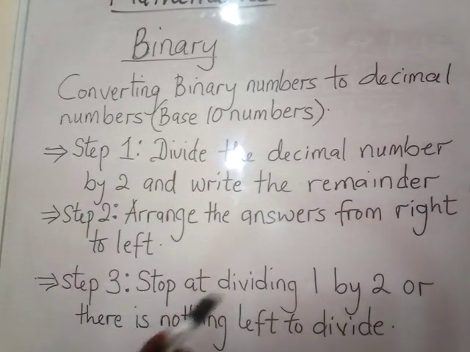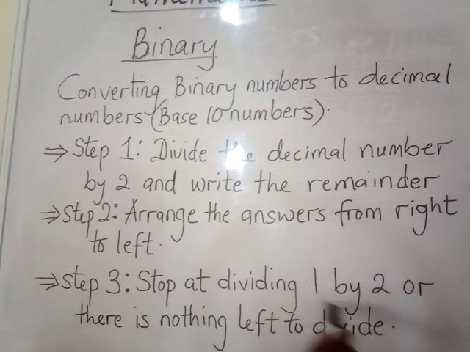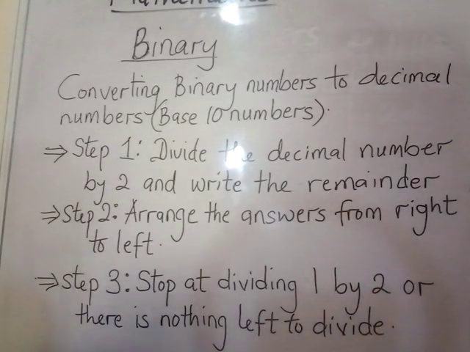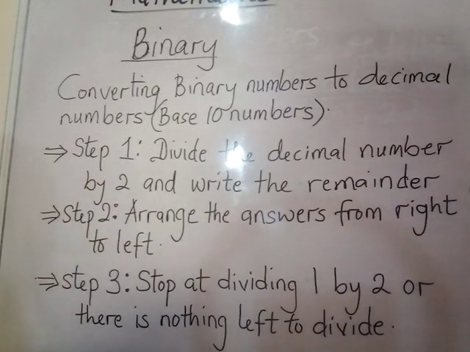And then the third step is you stop at dividing 1 by 2 or when there is nothing left to divide. What do we mean by that? If you are dividing an odd number by 2, you always get to a point where there is a remainder. There must be a remainder of 1. 1 must remain if it's an odd number that you repeatedly divide by 2. So when you get to that point, that will be the last step in the division. Or if it's an even number, you will get to a point you totally divide everything and there will be nothing left to divide. So that's the point you stop.